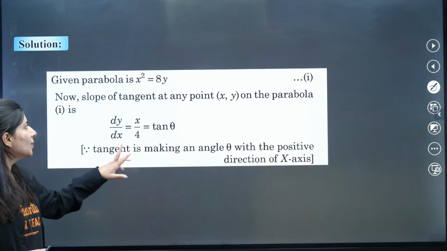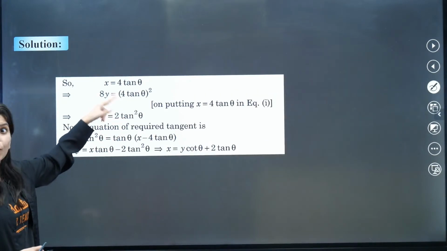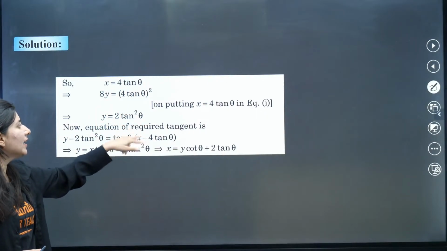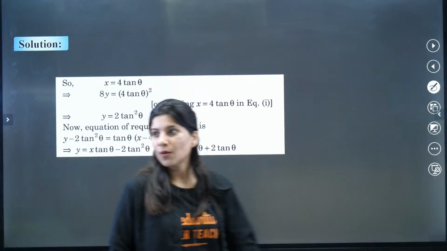So this is your slope. X by 4 is tan theta, so x is equal to 4 tan theta. Put that in the parabola to get the value of y. Now you have x, you have y, and the slope is tan theta. Write the equation of tangent. It will be this.